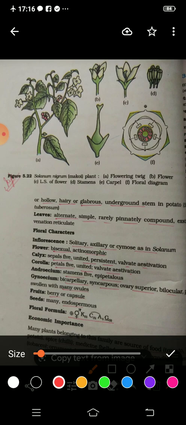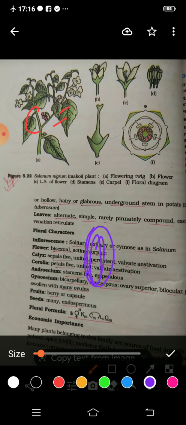Next thing is calyx. Suppose we are taking them one by one, this is calyx. If you count the flower of this plant, you will find that there are 5 calyx, that means sepals are 5 in number. If you see it, they are united, that means they are not free, they are united, they are persistent. And what do you mean by persistent?